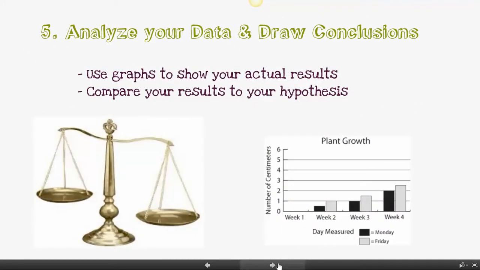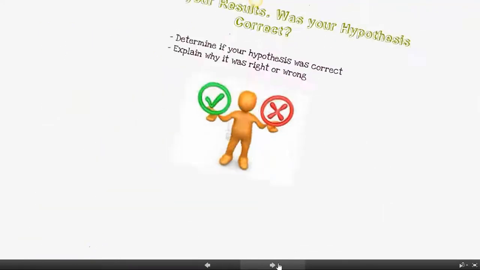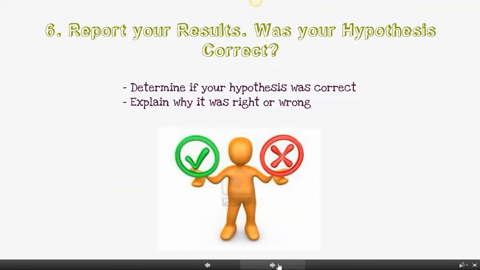Once we wrote down our observations, we would analyze that data and draw a conclusion about what happened. We use graphs to show our actual results, and then we can compare our results to our hypothesis. And report our results. Was our hypothesis correct? Determine if your hypothesis was correct, and maybe come up with an explanation why it was right or wrong.